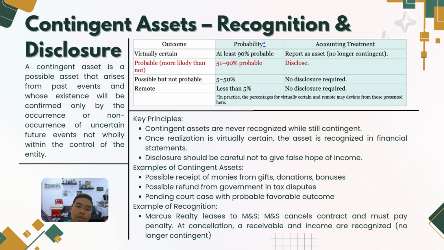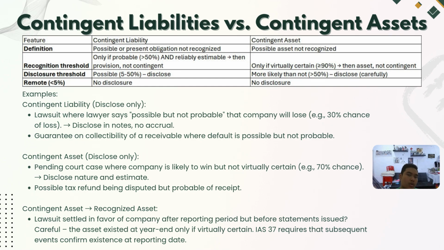Examples of contingent assets include a possible receipt of money from a gift, donation, or bonus. Also a possible refund from the government in a tax dispute, and a pending court case with a probable favorable outcome. For recognition, consider this example. Marcus Realty leases property to Marks and Spencer (M&S), and M&S cancels the contract and must pay a penalty. At the time of cancellation, a receivable and income are recognized. It is no longer a contingent asset.